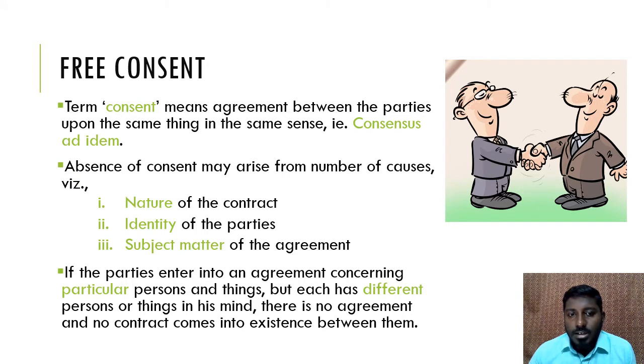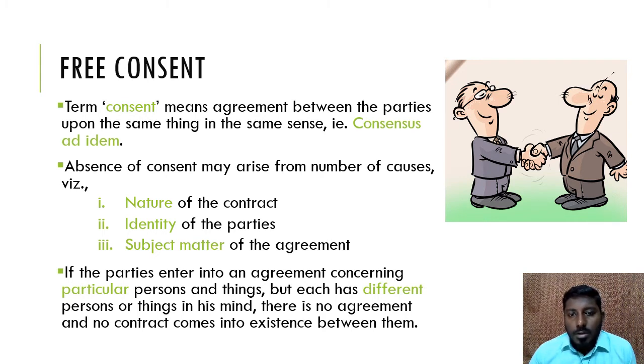And when you take identity of the parties, one might think he's entering into a contract with person A, whereas actually the person is a different person, which is person B. Okay, so identity of parties. When you talk about subject matter, one might think he is entering into a contract wherein the subject matter is A, but actually the subject matter is B. Okay, we'll look into these extensively in the coming slides.